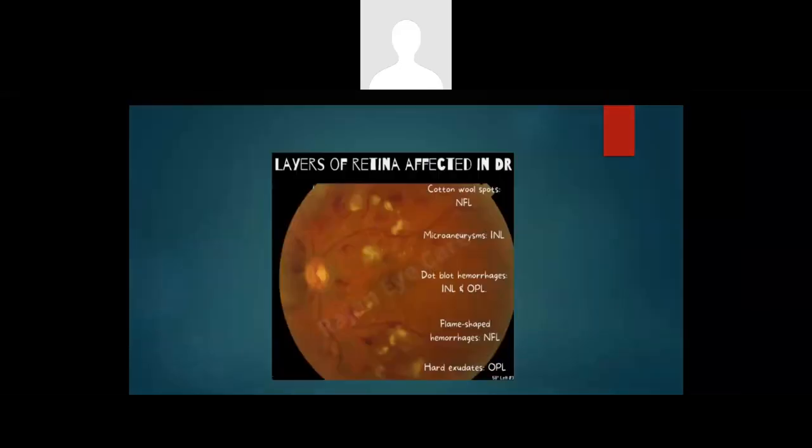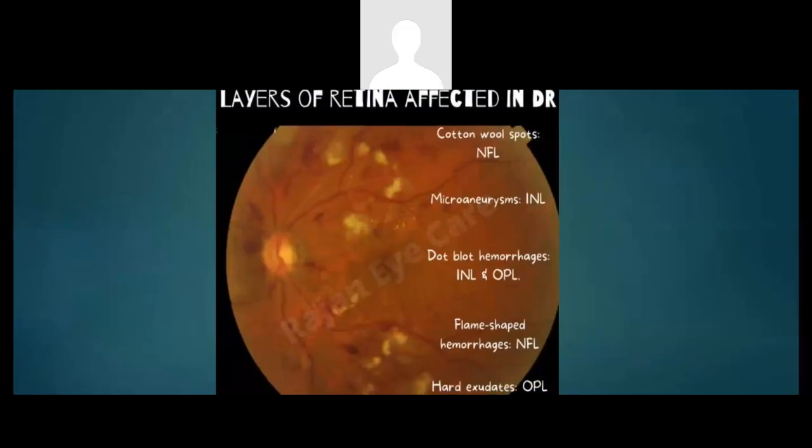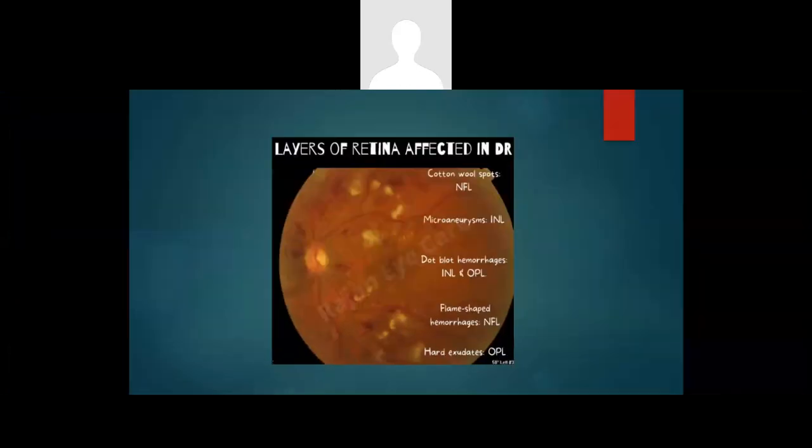proliferative diabetic retinopathy. And here we can see the various lesions and the affected layers: cotton wool spots in the nerve fiber layer, microaneurysms in the inner nuclear layer, dot and blot hemorrhages in the inner nuclear and outer plexiform layers, flame-shaped hemorrhages in the nerve fiber layer, and hard exudates in the outer plexiform layer.